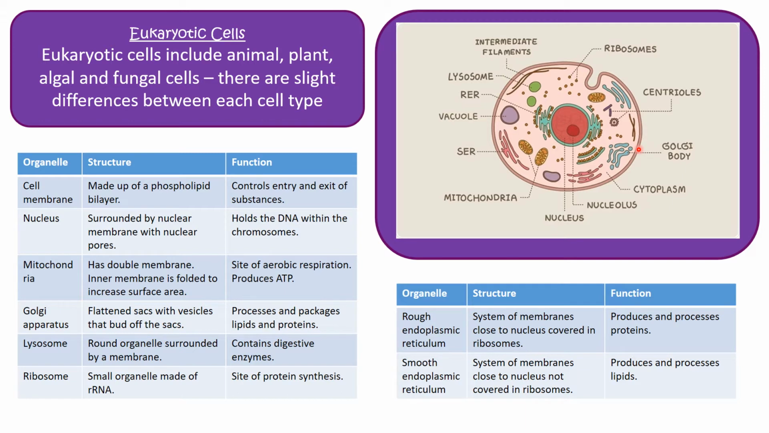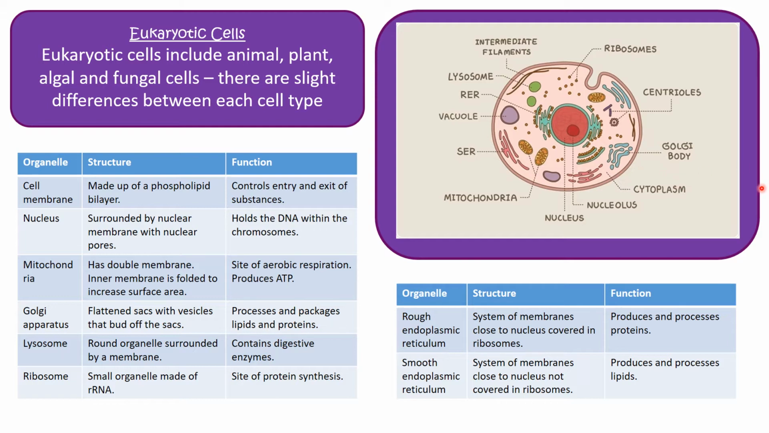The Golgi apparatus is here, or the Golgi body. It's usually drawn as a series of flattened discs with vesicles that bud off the sides of the sacs of Golgi. The job of the Golgi is to process and package lipids and proteins. After they've been produced, they are processed and packaged by the Golgi into vesicles. You can see some of the vesicles here on the side. Those vesicles usually move towards the cell membrane, and we can empty the contents of the vesicles, whether it be lipids or proteins, outside the cell so they can move around the body to wherever they're needed.